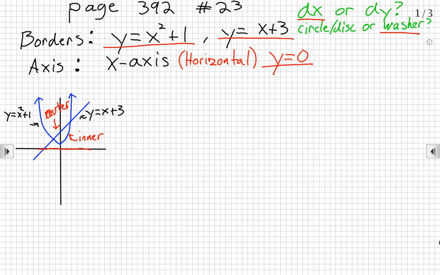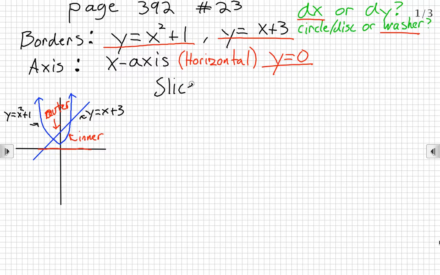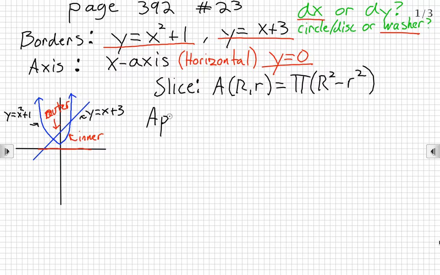We've identified dx and we've identified washer by just focusing on how the problem is described. And then with a little common sense graphing, we recognize which function is farther away or outer, and which function is closer or inner. We are ready to slice, and our slices have an area based on the area of a washer formula: pi big R squared minus little r squared. We are ready to approximate.